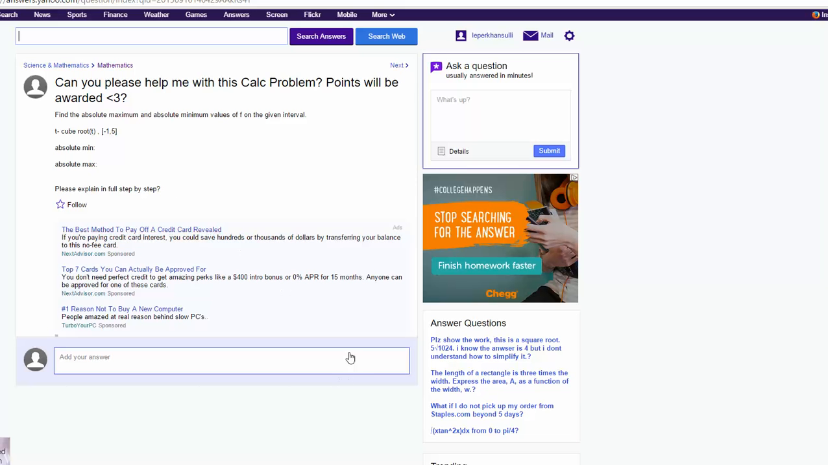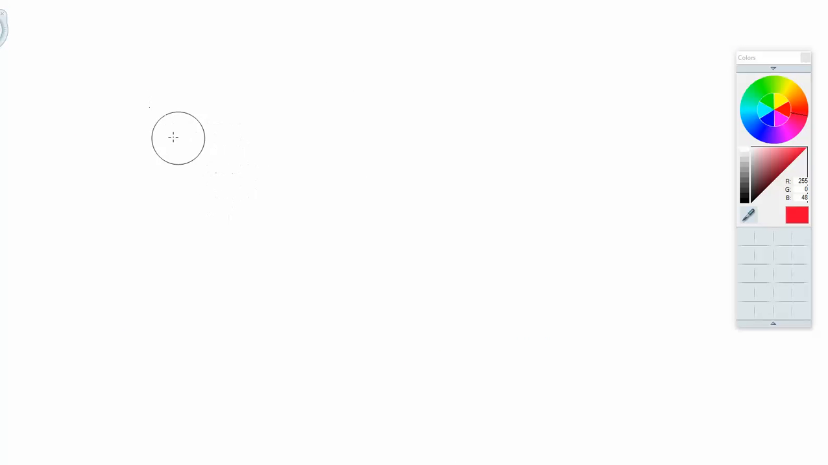All right, so what you're going to do is, let's write that down. So f of x is equal to t minus the cube root of t. All right, so the way you do this is you just take the derivative of this and set it equal to 0. So you need to find f prime of x. So the derivative of t is 1. Remember, derivative of any single variable without an exponent is 1.